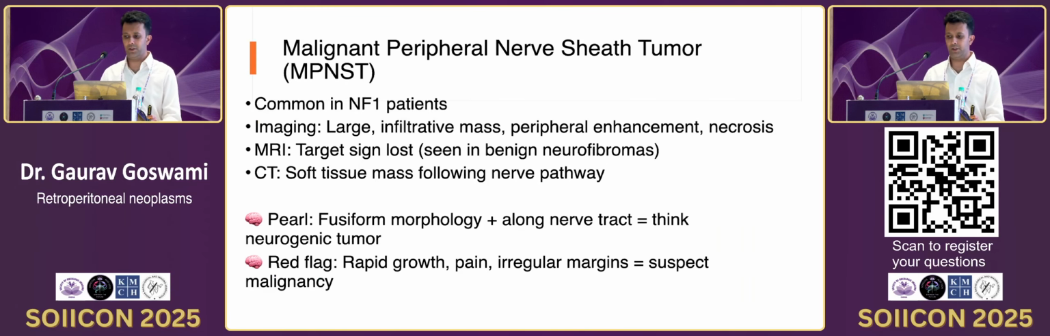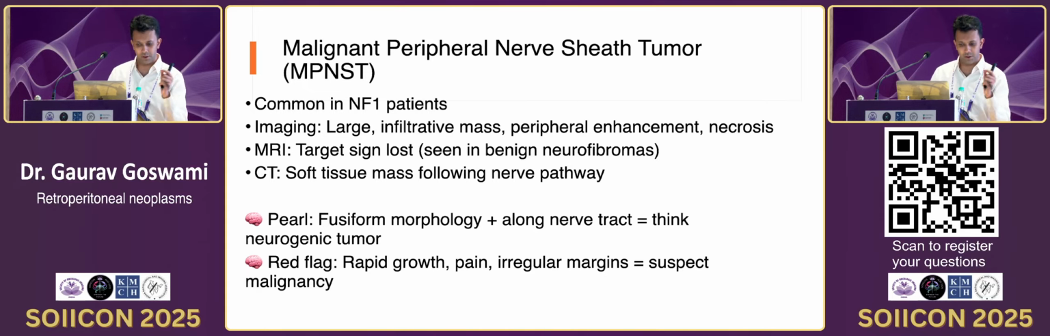Coming to the malignant peripheral nerve sheath tumors, these are most commonly associated with NF1. Most of the time imaging shows large infiltrative masses with peripheral enhancement and necrosis. MRI shows a target sign lesion, which is more in favor of benign neurofibromatous lesions. CT shows a soft tissue mass along the nerve pathway.